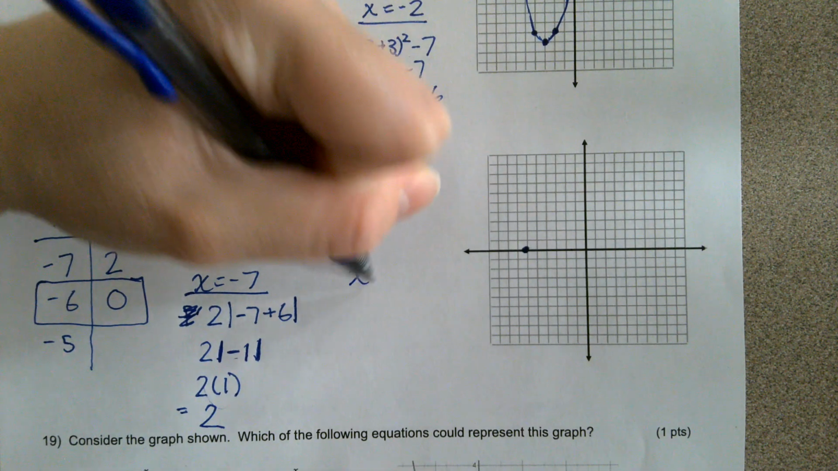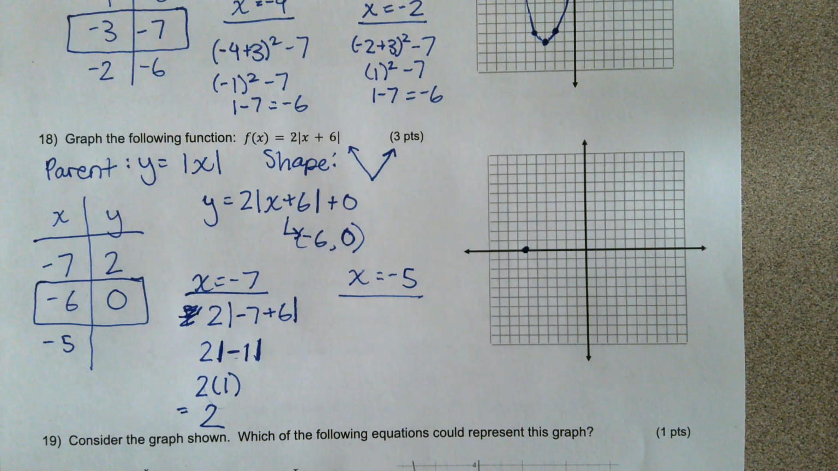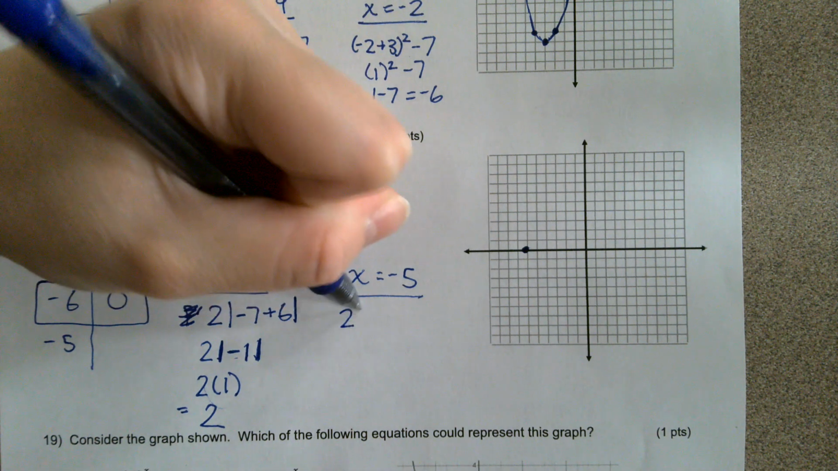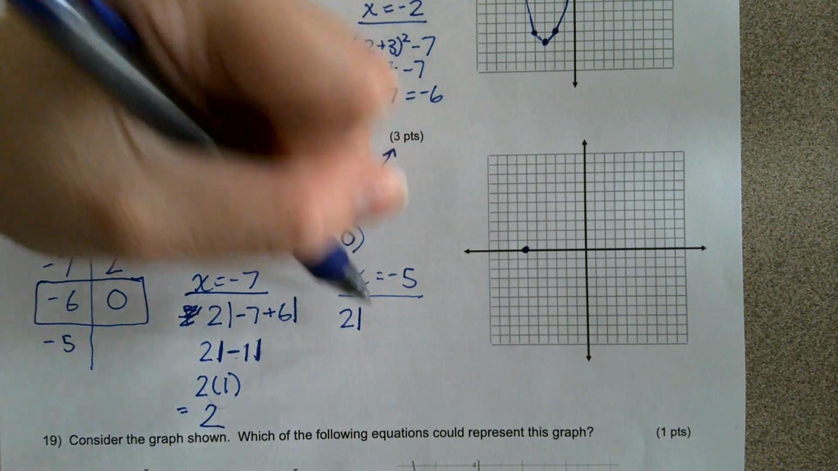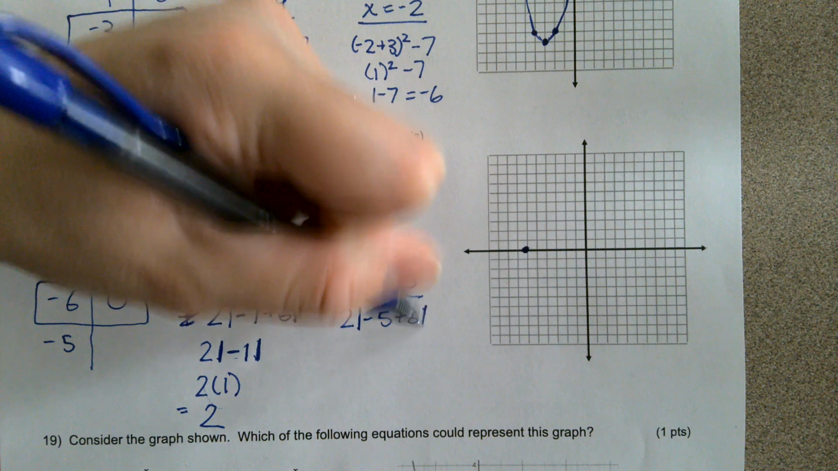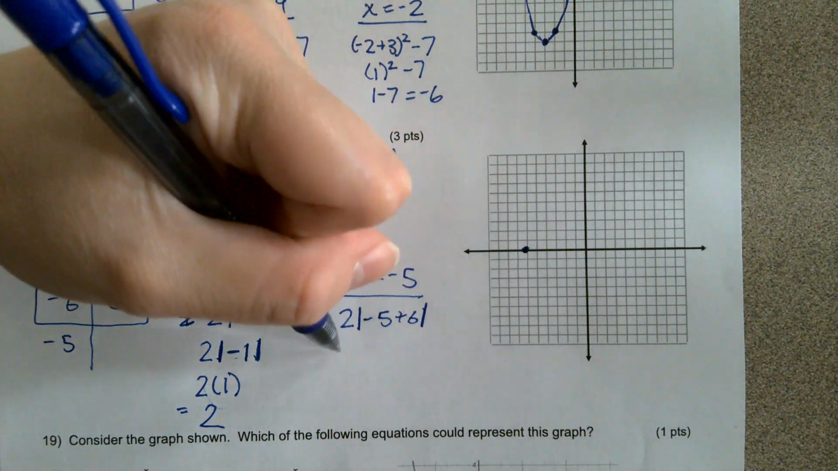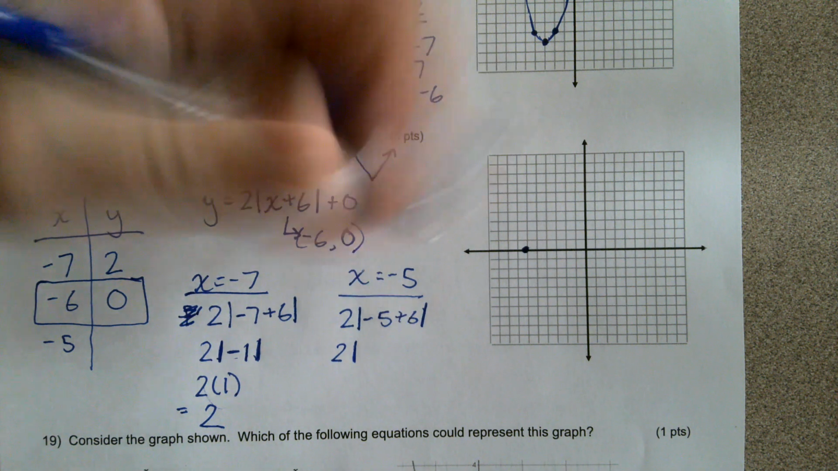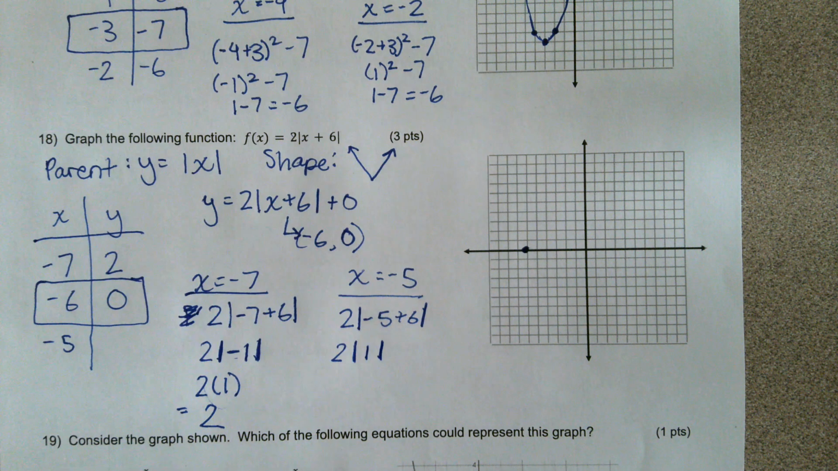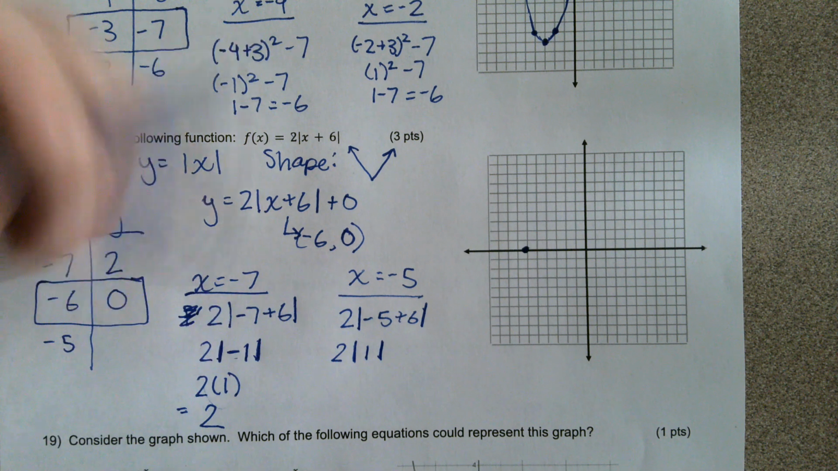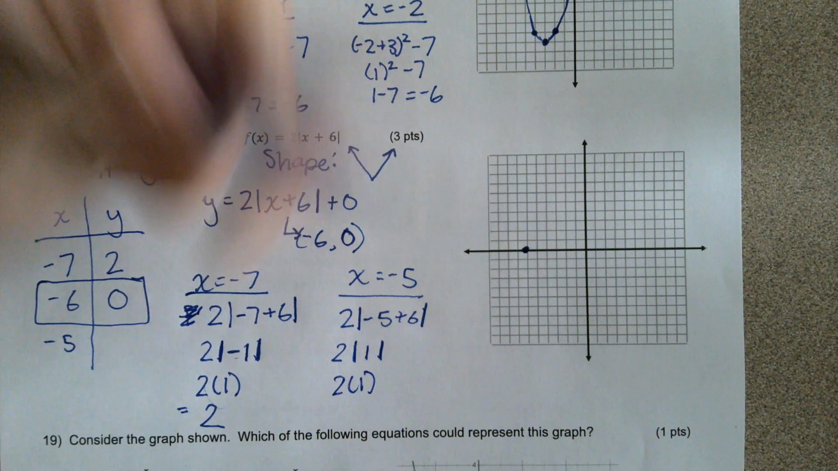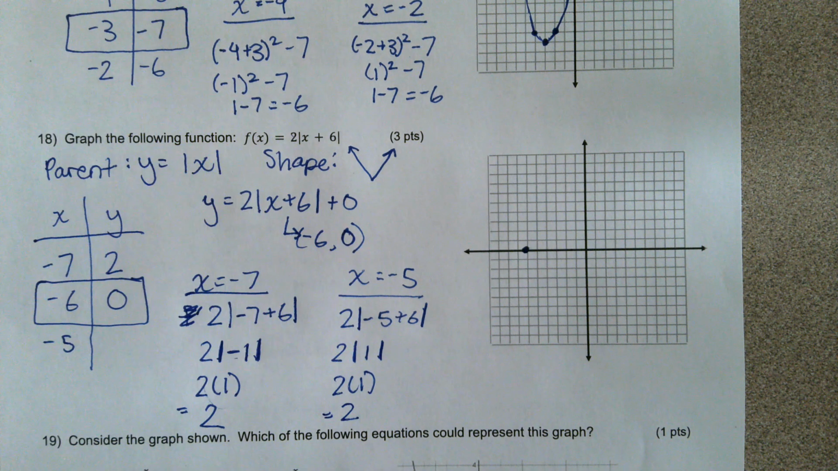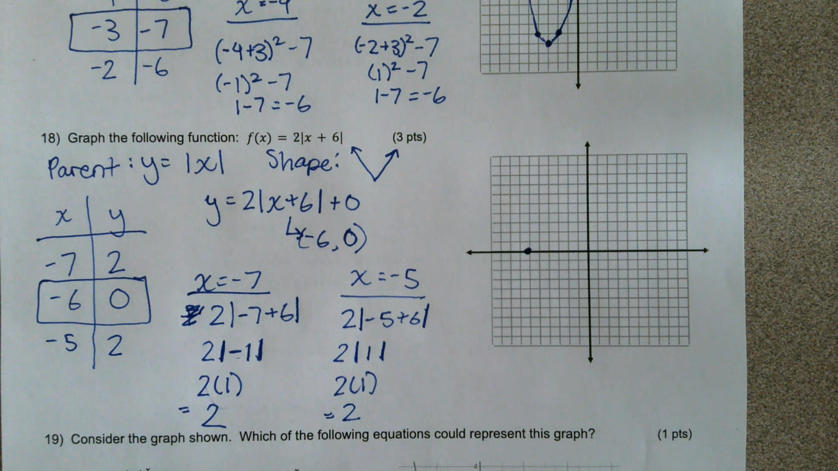Now let's do that again. X equals negative 5. 2 times absolute value of negative 5 plus 6. Hold on to those absolute value signs. 2 times the absolute value. Negative 5 plus 6 is positive 1. Absolute value of 1 is 1. So again, we have 2 times 1, which is just 2. So again, we get 2.